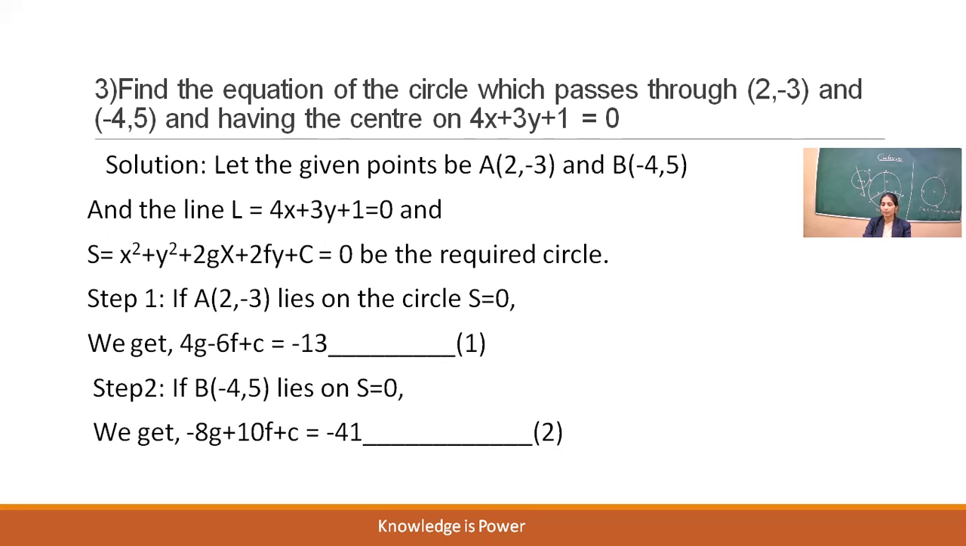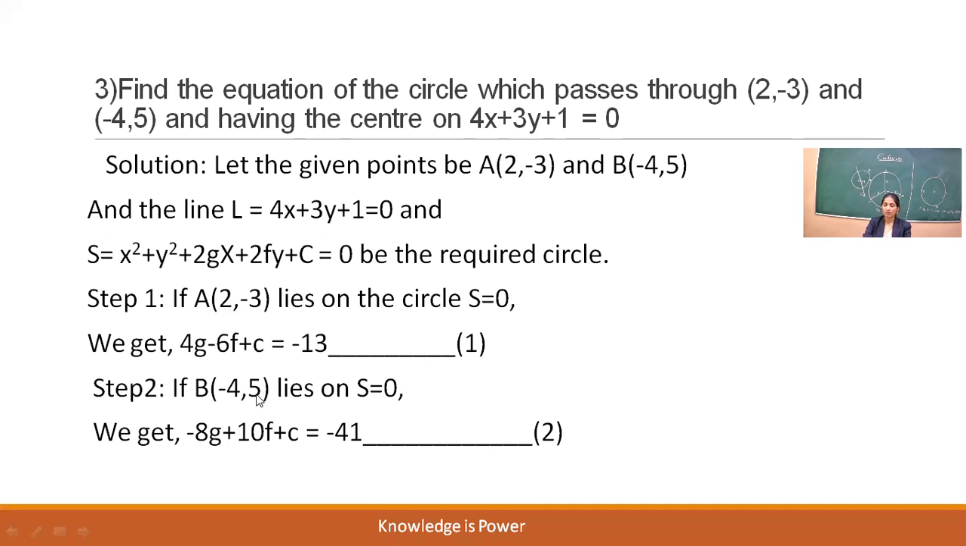I can also write it directly. If I have a point A(2, minus 3), how can I write this equation directly? Multiply this x coordinate with the 2, children. 2 into 2, 4g, minus 3 into 2, minus 6f, plus some constant, always plus c, is equal to the x coordinate square plus y coordinate square, 3 square 9, 2 square 4. 9 plus 4, 13, taken to the other side.